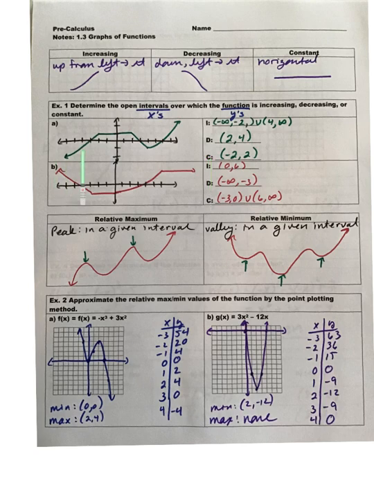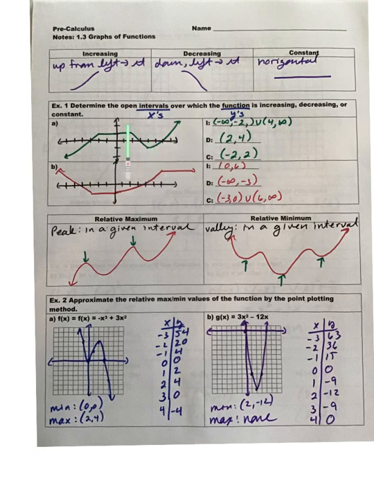So increasing right here from left to right, we're going up. And right here from left to right, we're going up. So this would be from negative infinity to negative 2. And then this part would be from 4 to infinity.